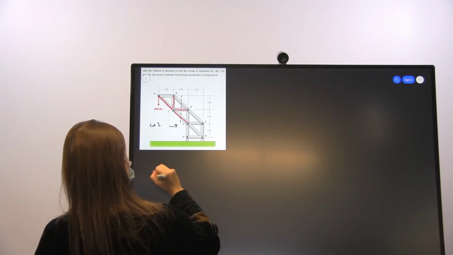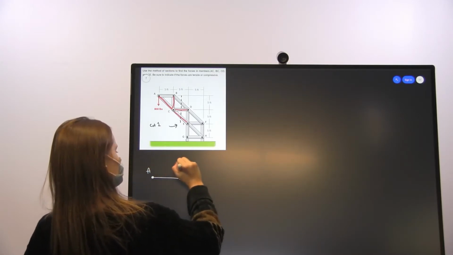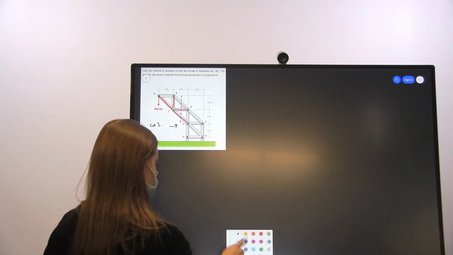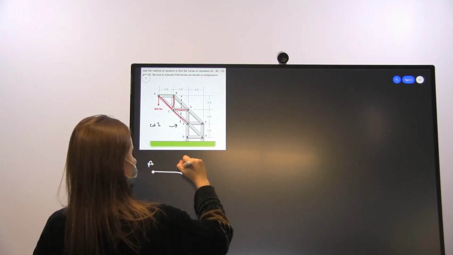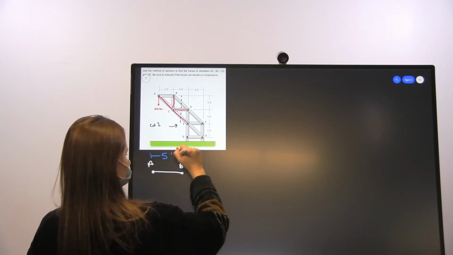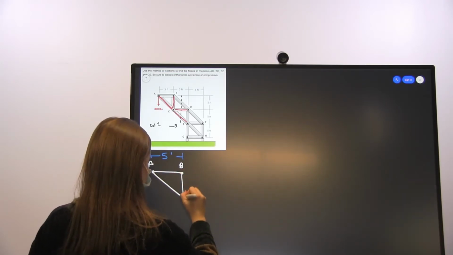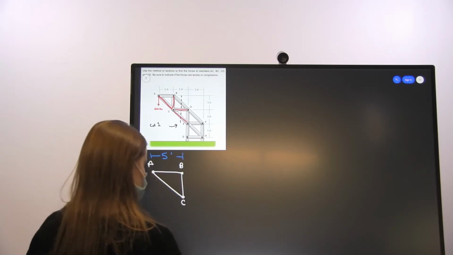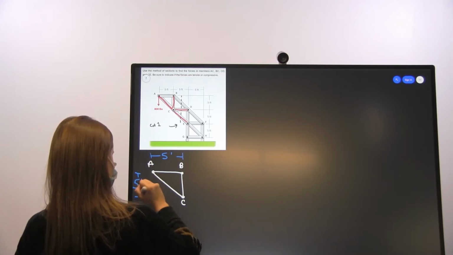So it starts at A, and then here's B. They are 5 feet apart here, 5 feet, and goes down to C, and then this distance here, this other part of the triangle, is 5 feet as well.